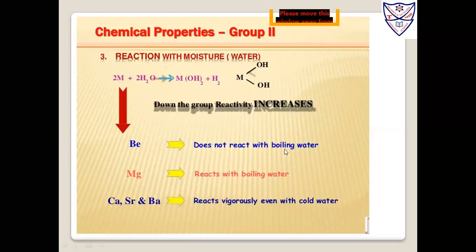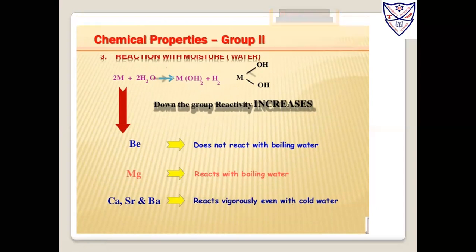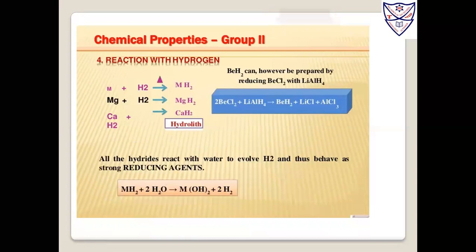Beryllium does not react with boiling water. Magnesium reacts with boiling water. Calcium, strontium and barium react vigorously even with cold water. So from this we can see that as you go down, the reactivity of the group 2 alkaline earth metals is increasing.